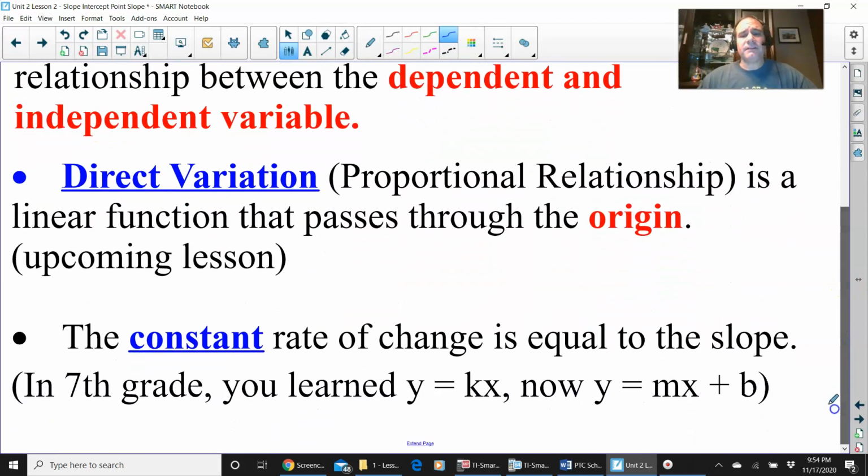The constant rate of change is equal to the slope. The constant. In 7th grade, you learned y equals kx. Now it's just y equals mx plus b. It's the same thing, but it looks a little bit different.